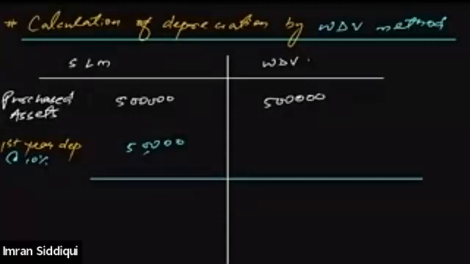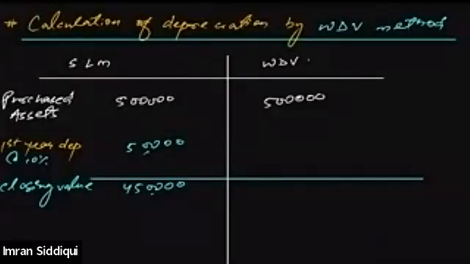Okay, and then we will determine the closing value of the asset at the end of the year. Closing value of the asset at the end of the year will be considered as 4,50,000, right? If we had purchased an asset for rupees 5 lakh and we charged depreciation of 50,000 for 1 year, considering the rate of depreciation at 10% per annum, then at the end of 1 year, the value of the asset will remain 4,50,000.